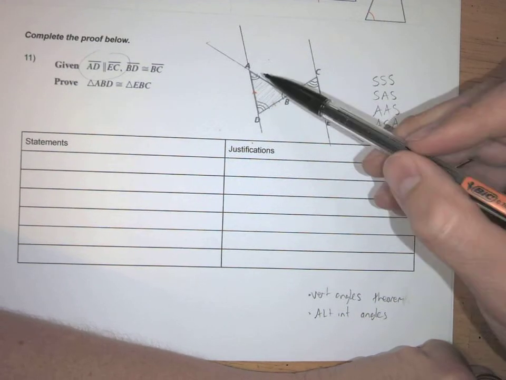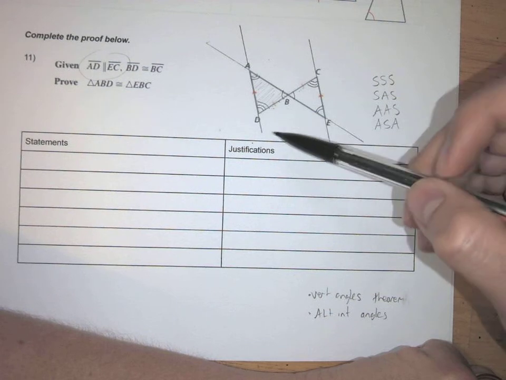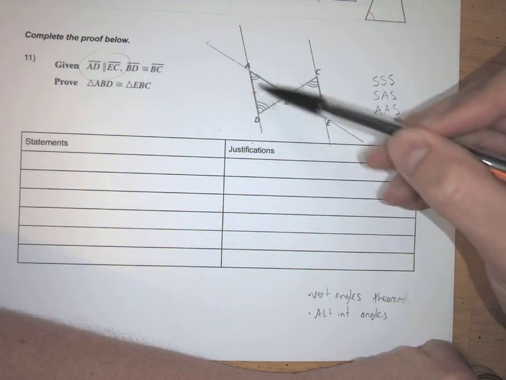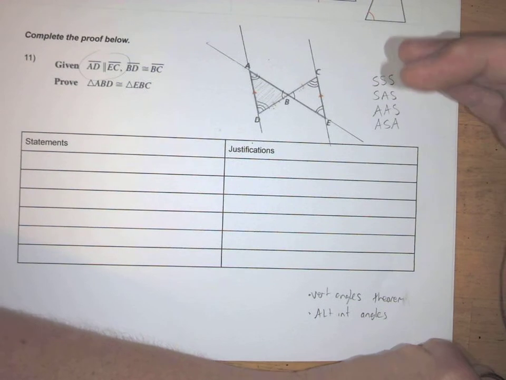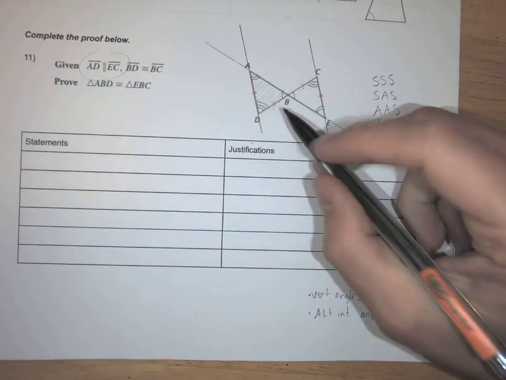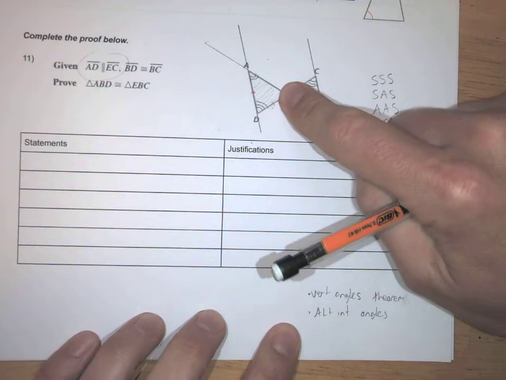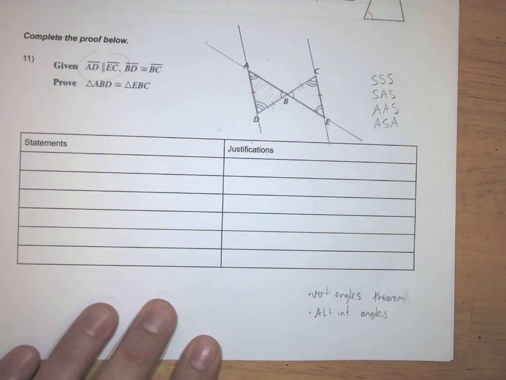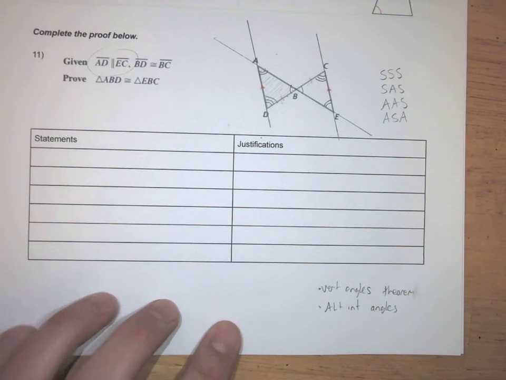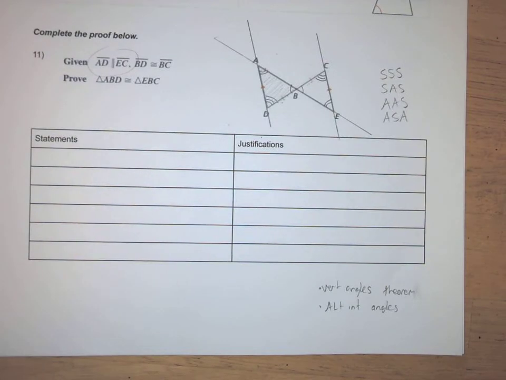I can do angle, angle, side here as well. But I don't want to use the alternate interior angles theorem more than once. You can, but you don't really need to because you have these vertical angles as well. So there's more than one way to prove this. You could ignore the vertical angles and just do angle, angle, side if you wanted to. It doesn't really matter. But let's use the vertical angles and alternate interior angles both.